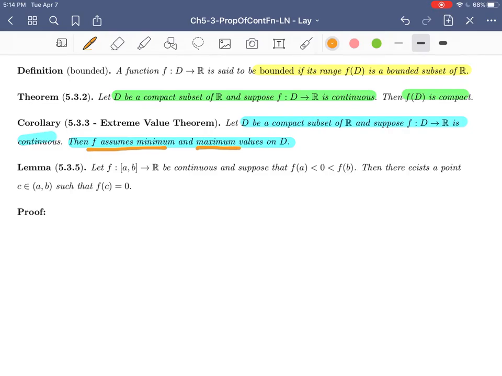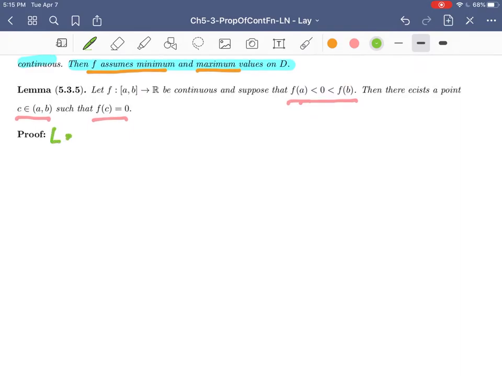This next lemma is: if we have a function with a domain that's the closed interval from a to b, and that function is continuous and satisfies f of a is less than 0 and f of b is more than 0, then there has to be some point c in the open interval from a to b such that f of c is equal to 0. It will take some time; we're going to walk through a proof of this.